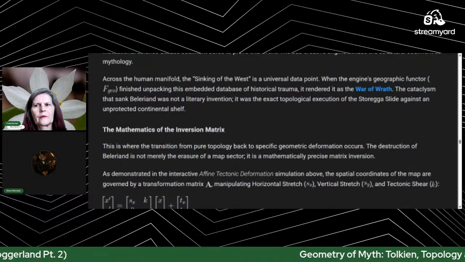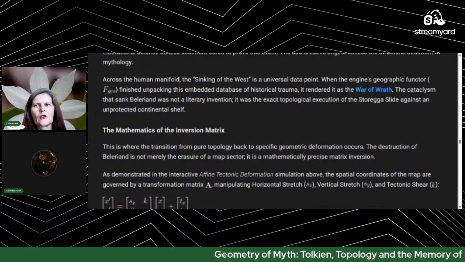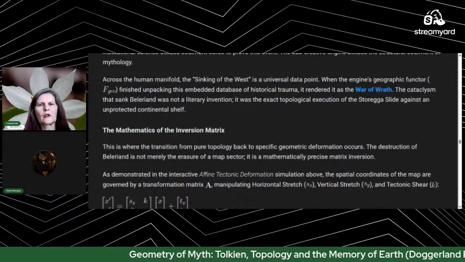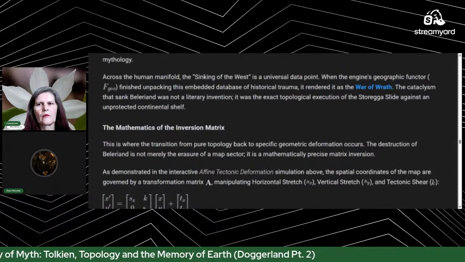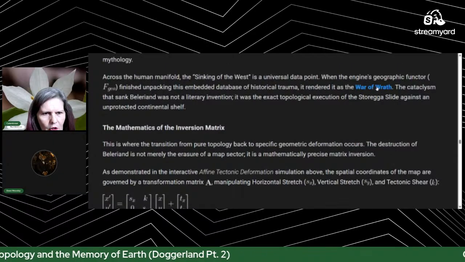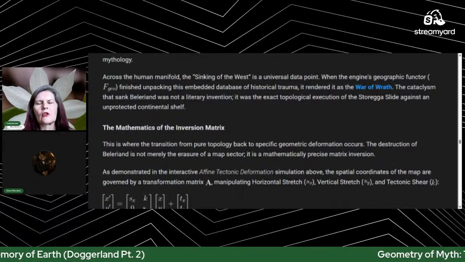And I hyperlink to the War of Wrath there in case people don't know what it is, because I know some people are more familiar with Tolkien's works mainly through Peter Jackson's movies, so they wouldn't really cover this. They can read about that.